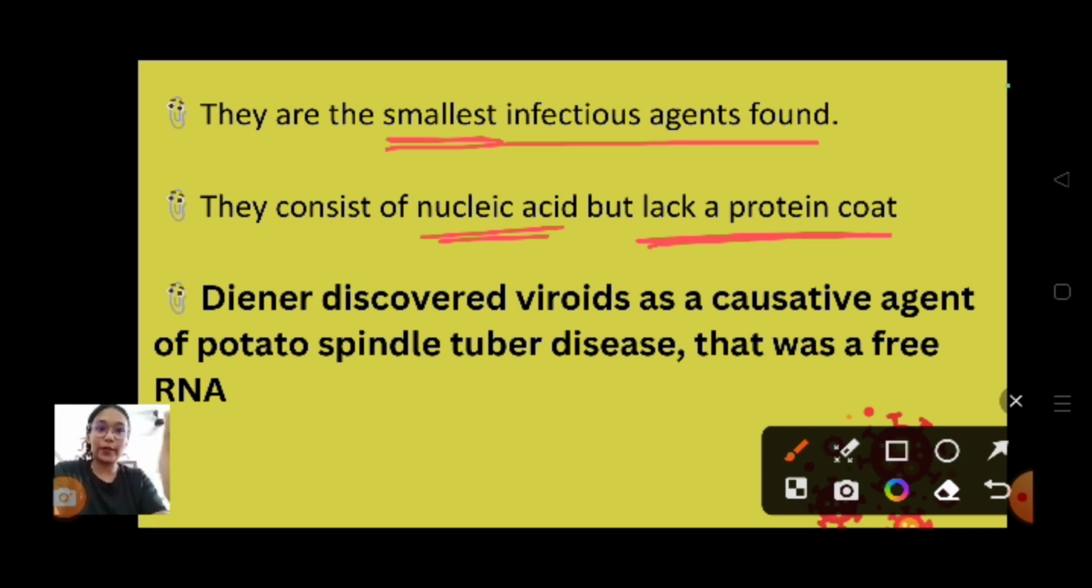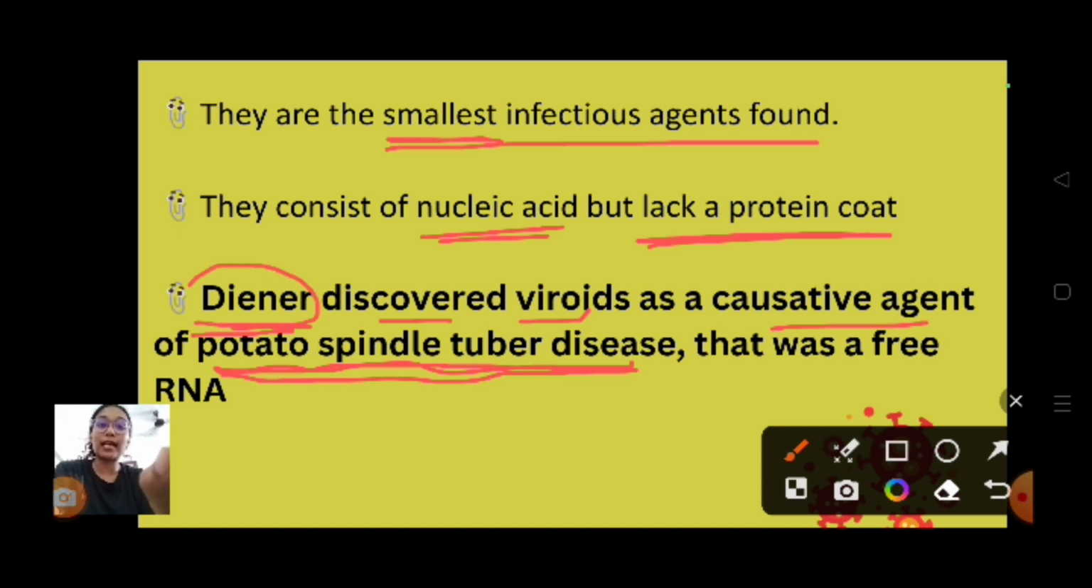Diener was a scientist who discovered viroids as the causative agents of potato spindle tuber disease. So this disease in potato is caused by whom? Viroids. And who discovered it? Diener. He first discovered that the potato has a disease called potato spindle tuber disease, which is caused by viroids. That was a free RNA because it does not have any protein coat. The free RNA only is used to infect the potato.